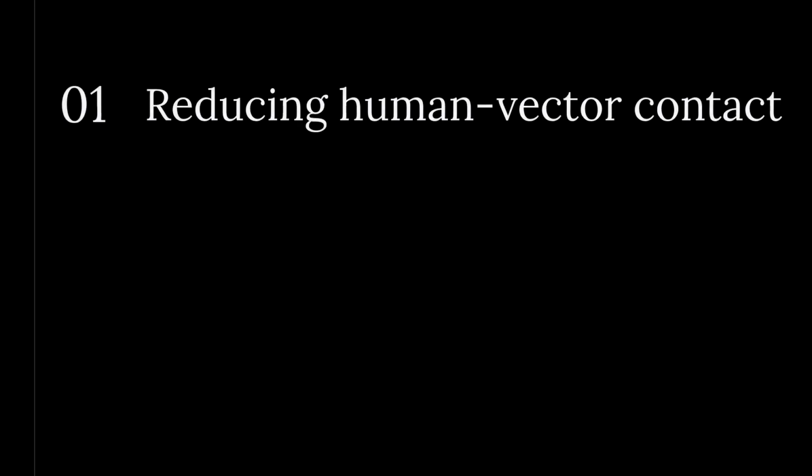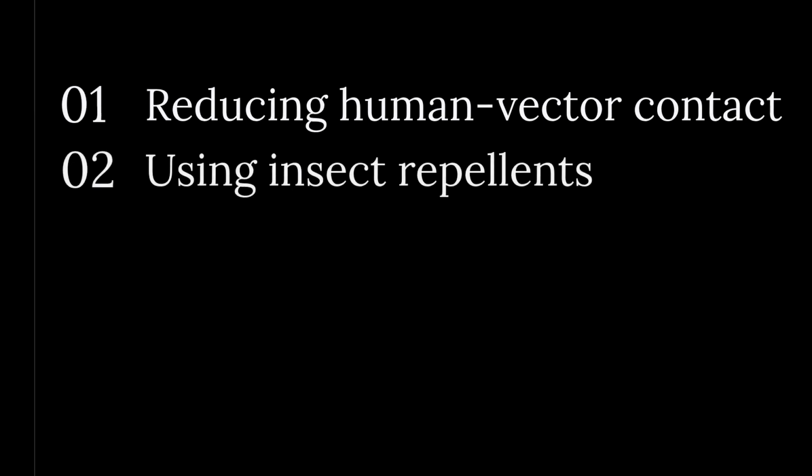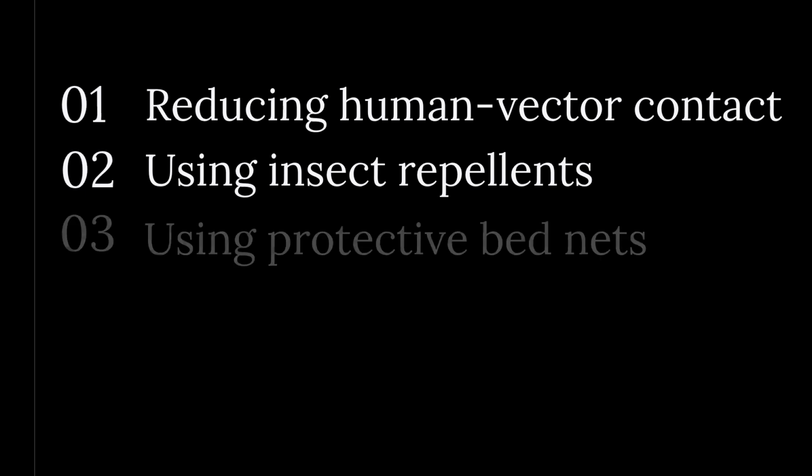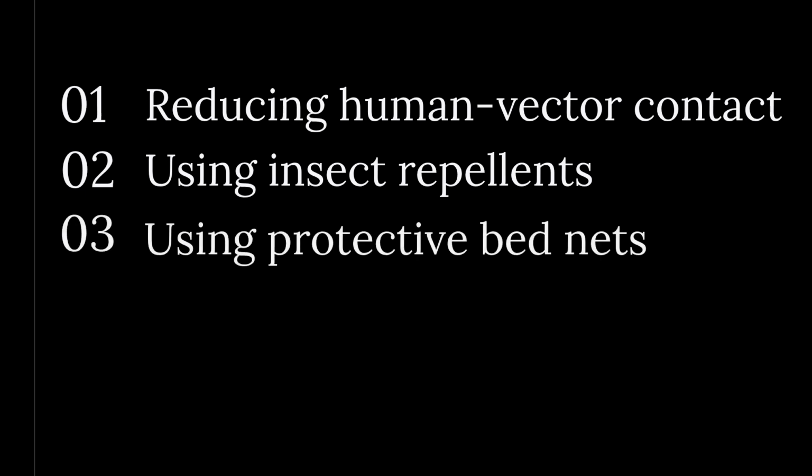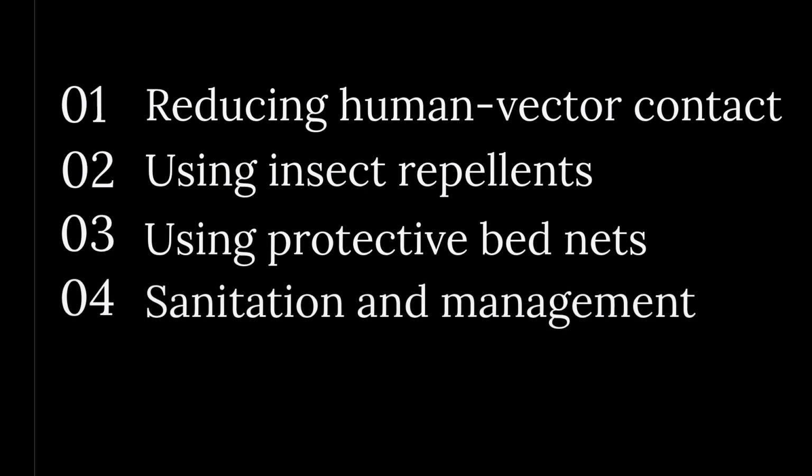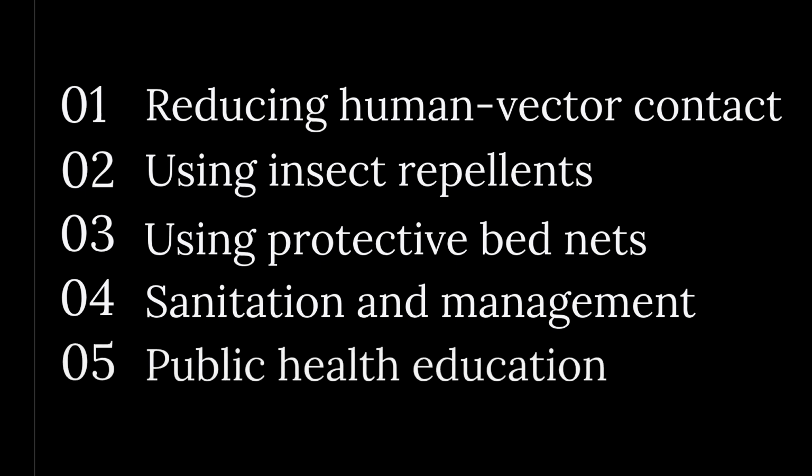Prevention focuses on reducing human-vector contact. This includes using insect repellents and bed nets. Improved sanitation and environmental management are crucial. Public health education and vaccination also play vital roles. These strategies help control the spread of vector-borne diseases.